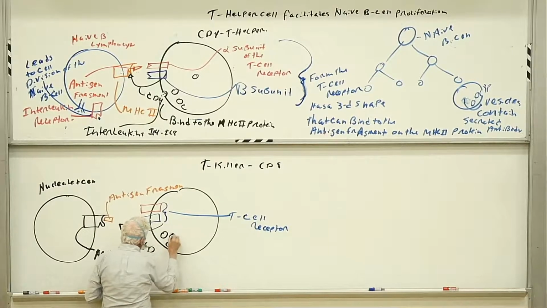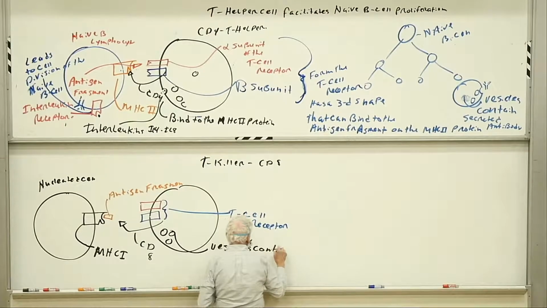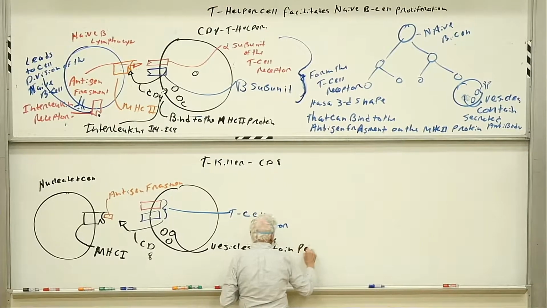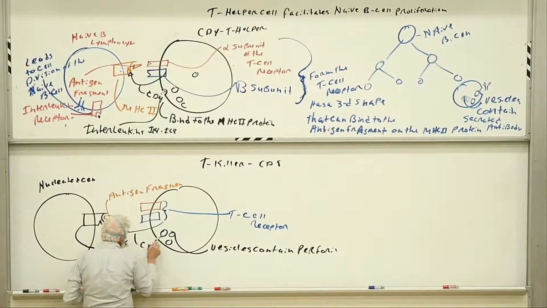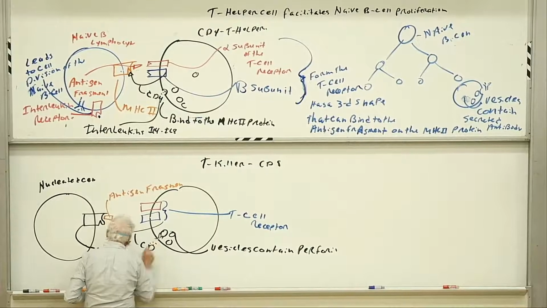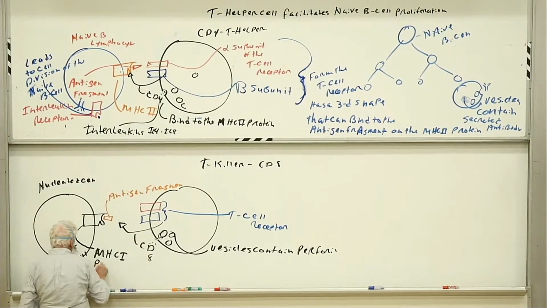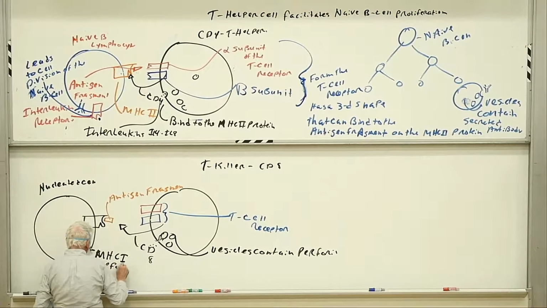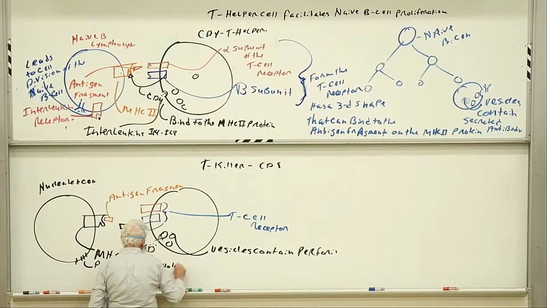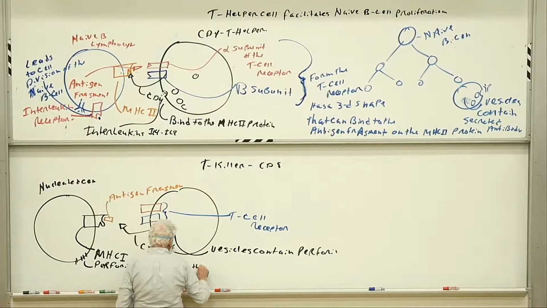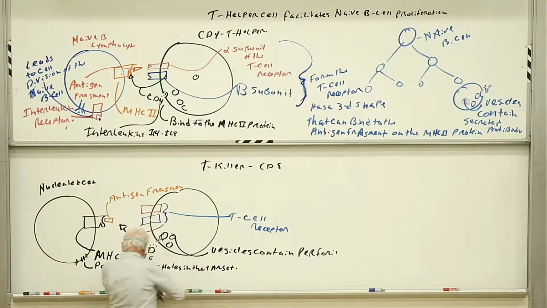But now these vesicles contain something called perforin. When the perforin is released by vesicle exocytosis, the perforin intercalates into the membrane and pokes holes in the target cell. Now, I can't leave you with that, so give me just a minute.